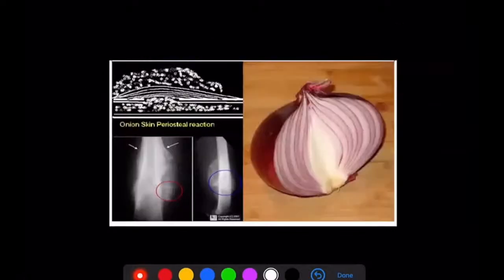Next image. Ewing sarcoma. Correct, yes, Ewing sarcoma. So you can see the onion skin appearance. That is because of the periosteal reaction happening. So Ewing sarcoma.